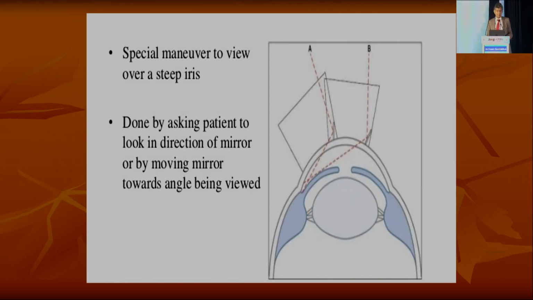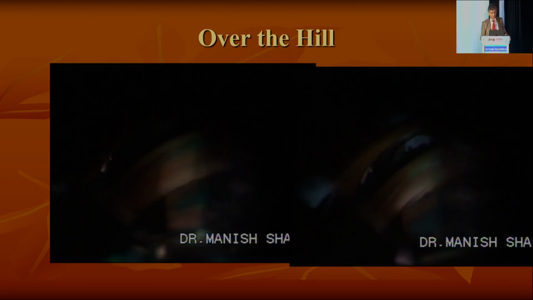And in some irises where the peripheral iris is steep, you need to maneuver the lens, either make the patient look towards the mirror, or you tilt your lens downwards away from that angle, and you will be able to identify it. This is the maneuver which is called looking over the hill. So here in the first picture you can see that you are looking almost at the iris plane and you can't see angle structures, and you raise your lens a little bit and you are diving into the angle, and you are able to see. It's very important at this stage not to put pressure on the eye, otherwise you will get an indentation effect and again open the angle.